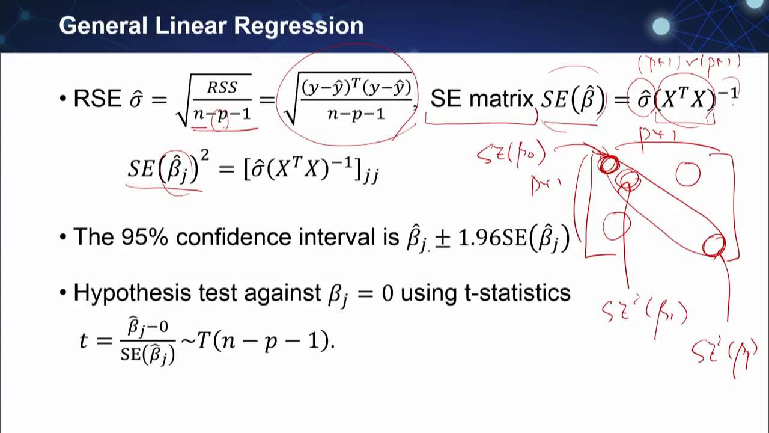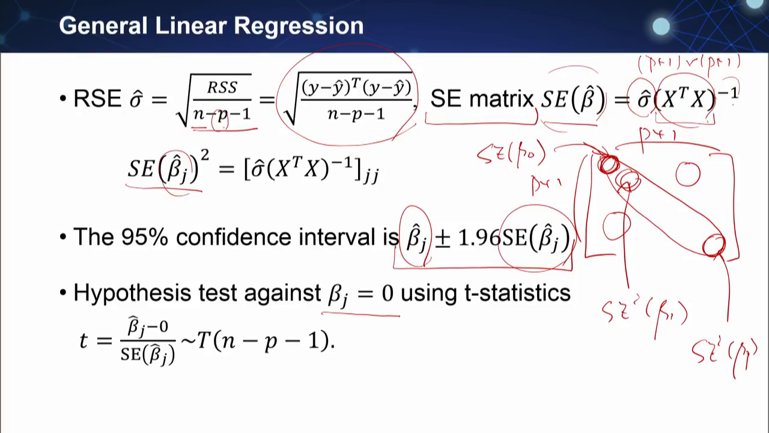We know the beta j hat from the previous equation, and we also calculate the standard error of the beta j hat for any beta. Then we can find the 95% confidence interval for this beta j. Also, we can apply a hypothesis test of whether beta j is 0 or not using the t-test.